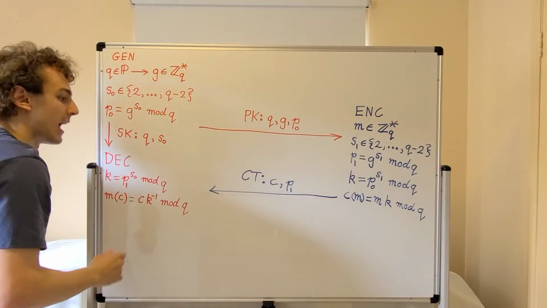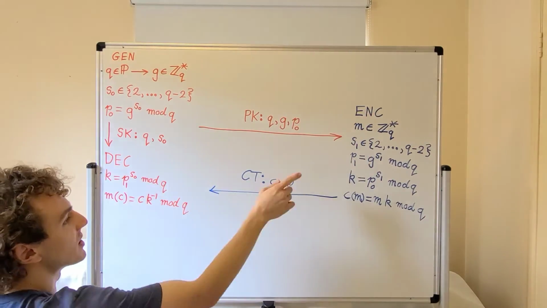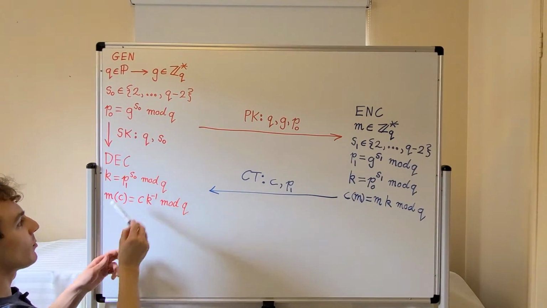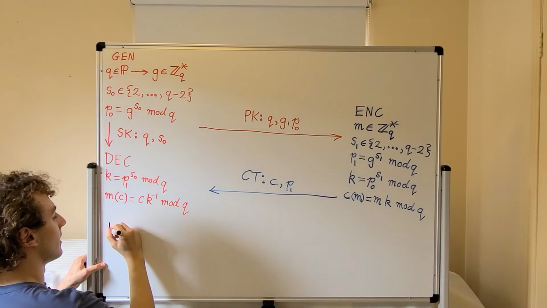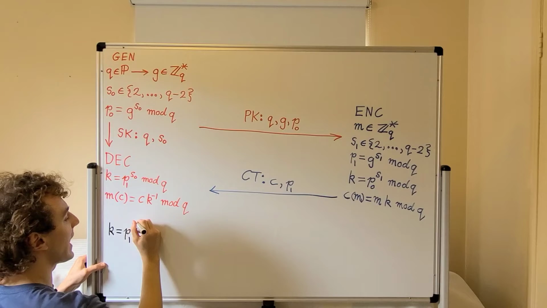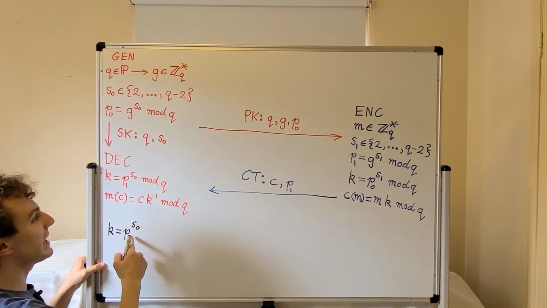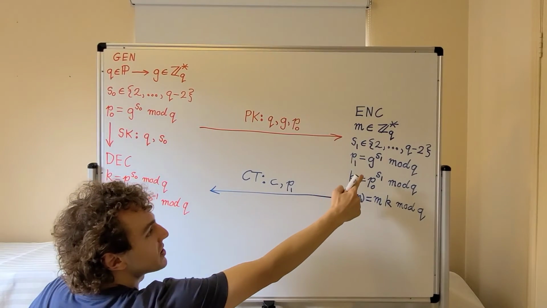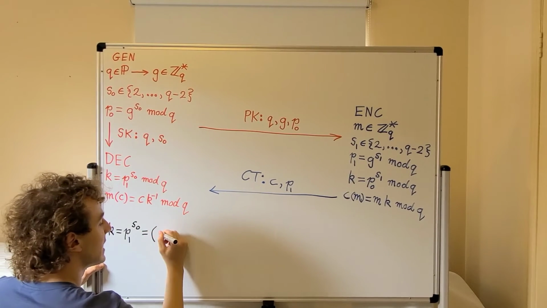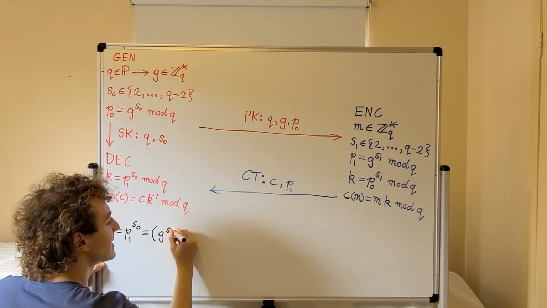And now let's have a look at why this value of K can be constructed in these two different ways. So K is equal to P1 to the power of S0. But what is P1? P1 was constructed from the generator. So we can rewrite P1 as G to the power of S1.